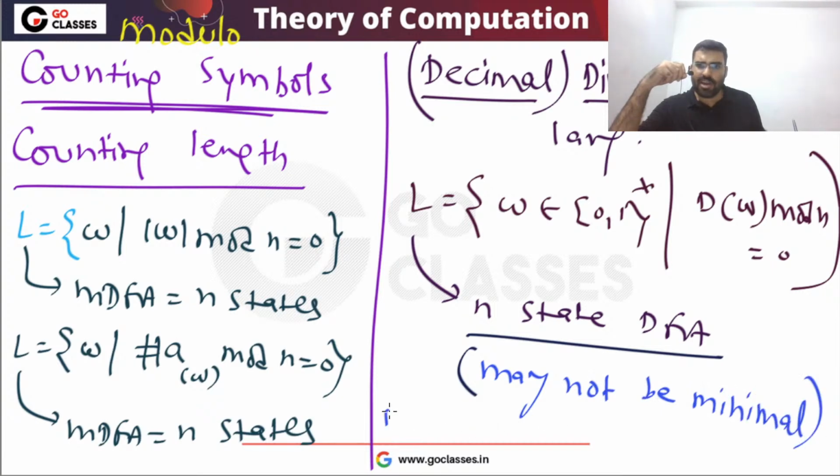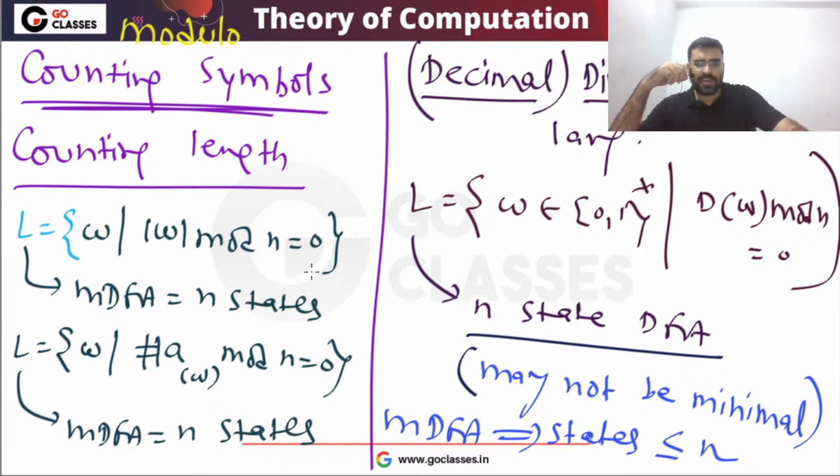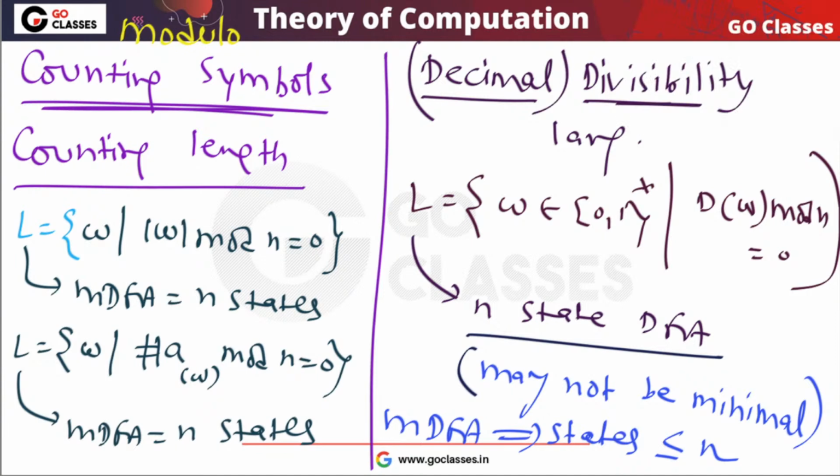So minimal DFA will have how many states? Minimal DFA, number of states. The number of states will be less than or equal to n. Okay, minimal DFA will have less than or equal to n states. This is your decimal divisibility language we have already seen. Okay, very simple.